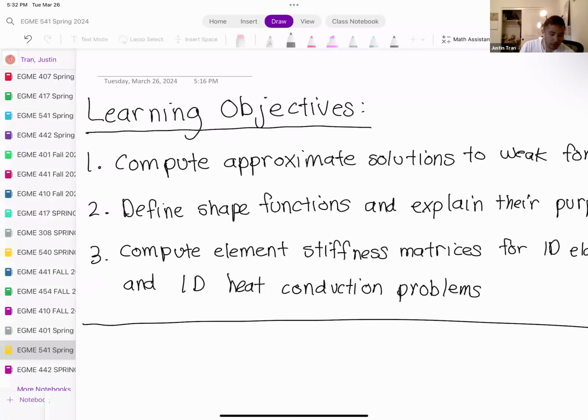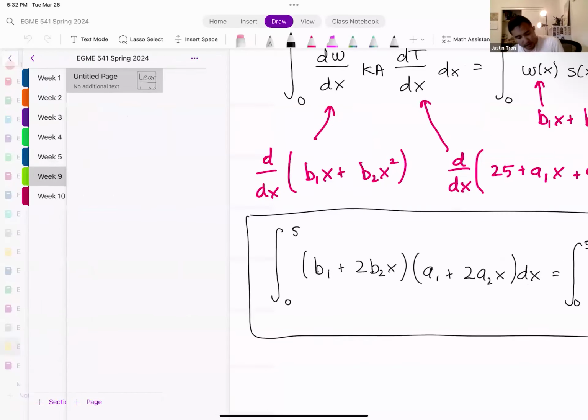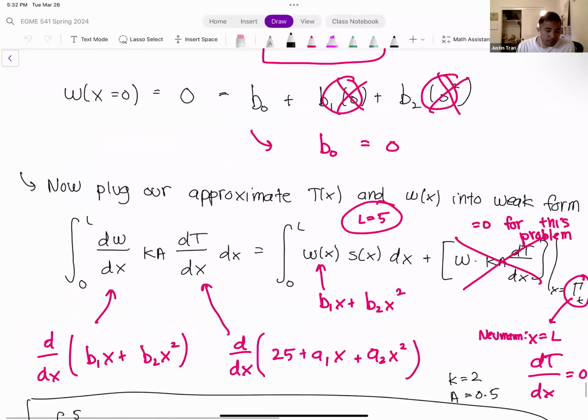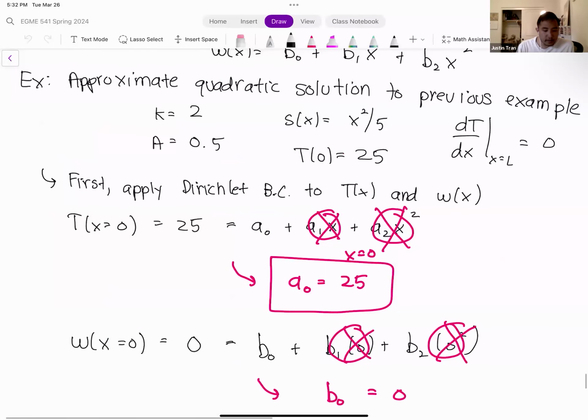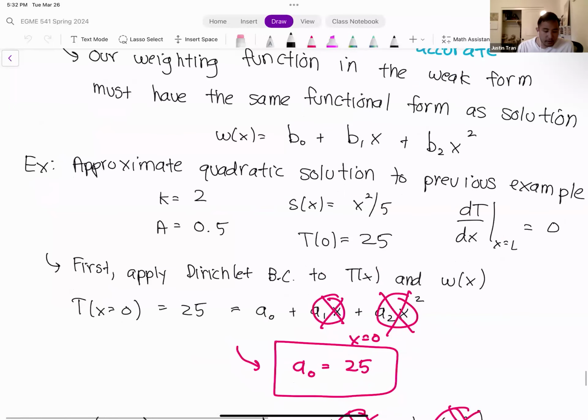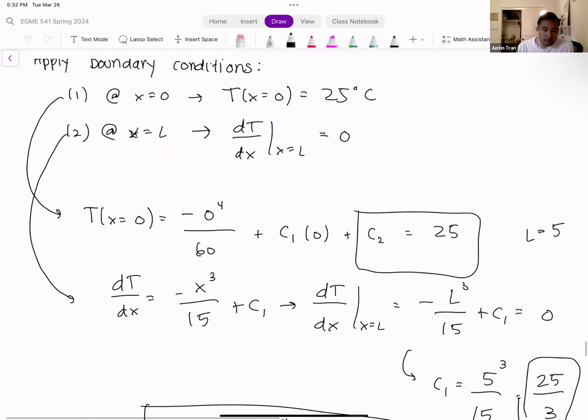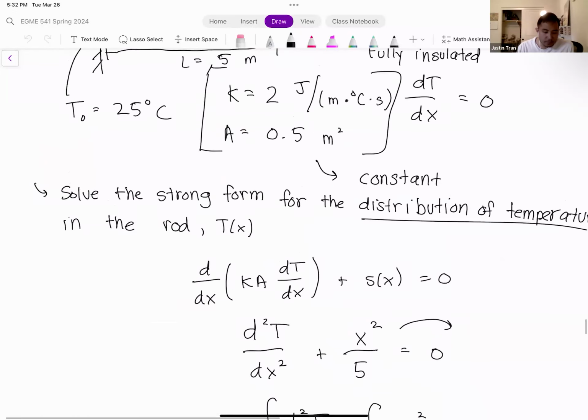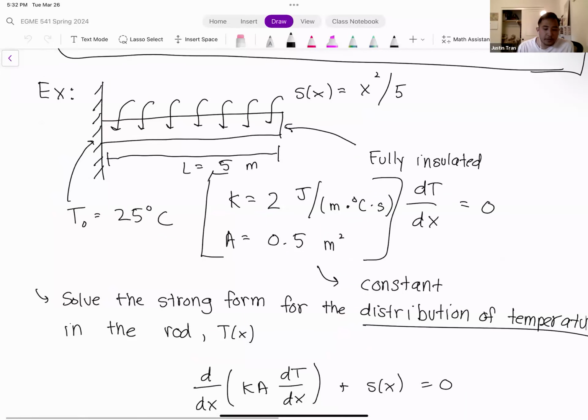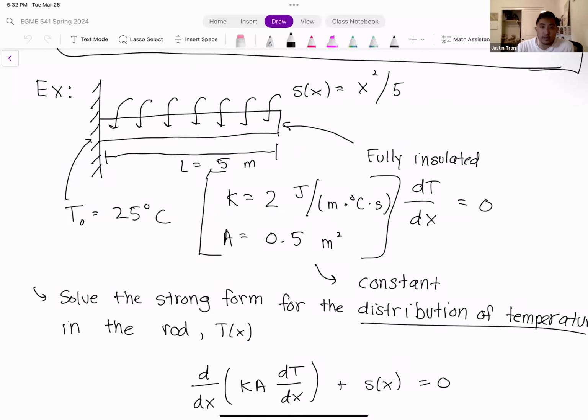Let me go back to our notes from last time. This is the example that we were doing last time. We were taking our example problem here: we have a rod that's being exposed to internal heating, and we want to find the solution to this problem using the weak form.